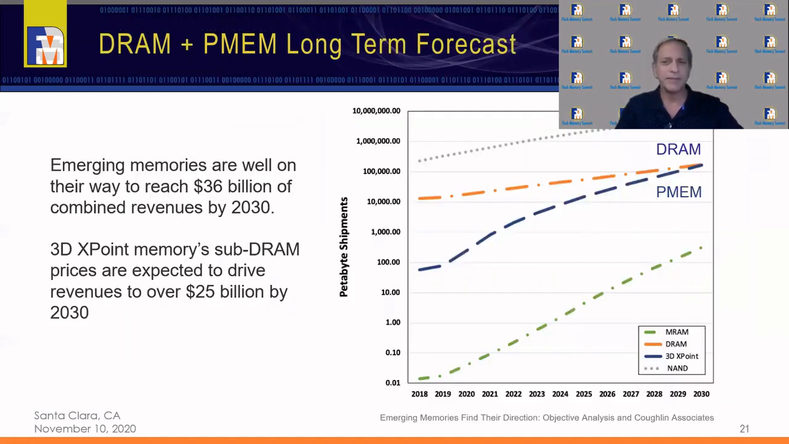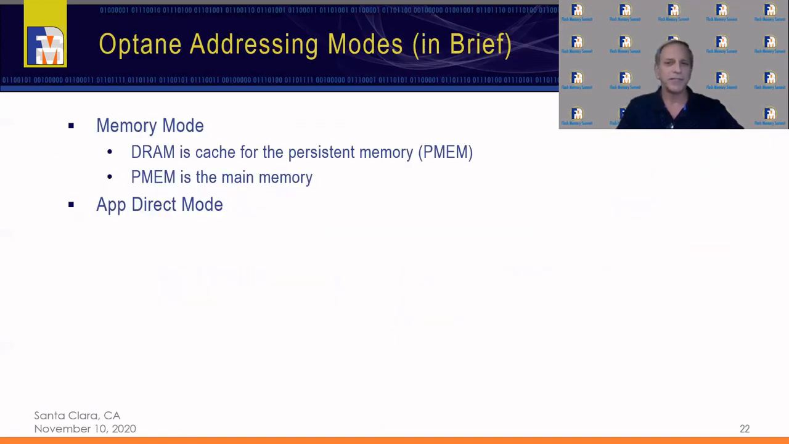Our friends Jim Handy and Tom Coughlin project that the number of bytes shipped of persistent memory will reach parity with DRAM in 10 years. A lot of money will have to be spent on dedicated fabs and development in order to achieve that. After seeing those projections into the future, we'll turn our attention back to right now. What is it like to actually use Optane persistent memory?